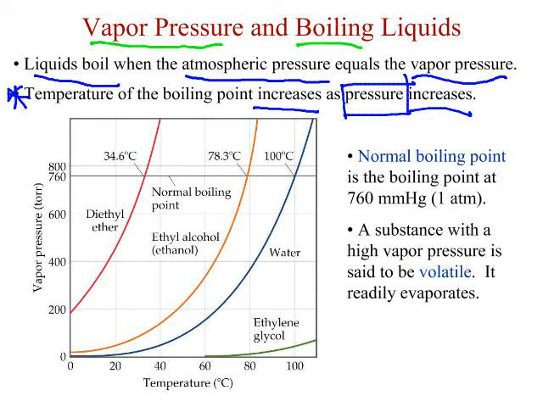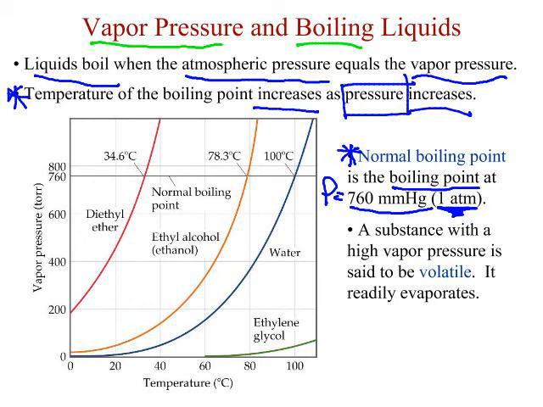So if we look at the normal boiling point of a liquid, it's the temperature that a liquid is going to boil at when the pressure is equal to 760 millimeters of mercury, which is also the same thing as 1 atmosphere of pressure. That is what the normal boiling point is.